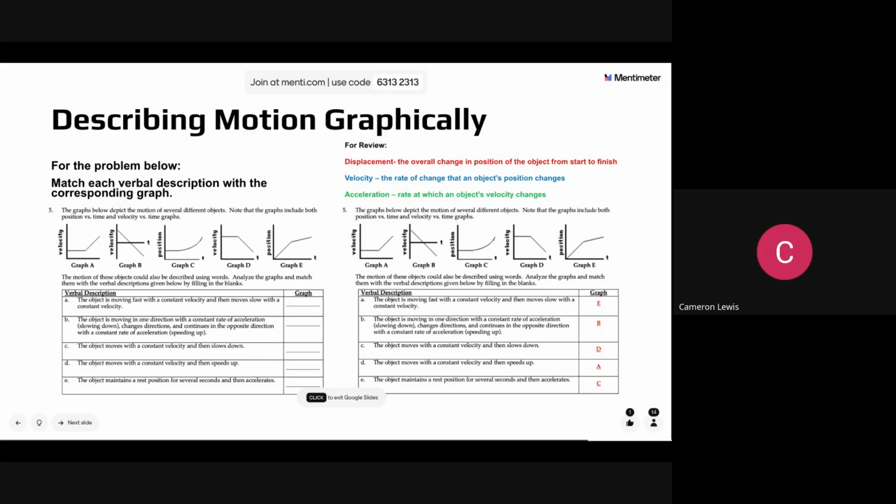Slope line, not curve. Constant. So it's going to be what type of line? If it's constant, there's no change of velocity. If it's constant, it'd be straight. Does it look like this or does it look like this? Oh, the first, not this.